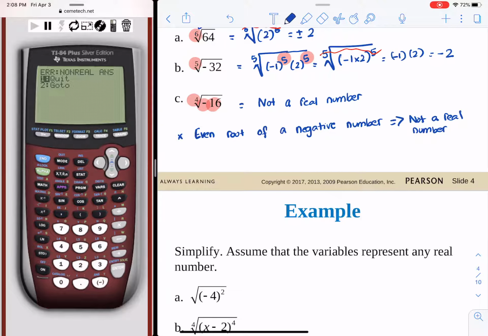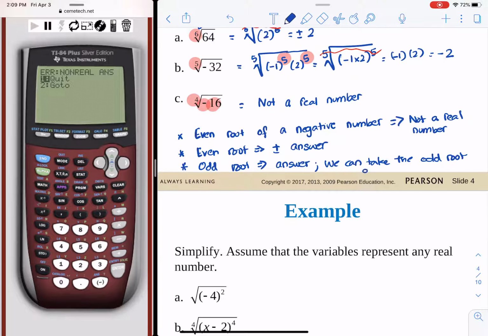That's one takeaway. The other is anytime you have an even root, you can put the answer as plus or minus. And if you have an odd root, you just have one answer. The root here is simply the radical.